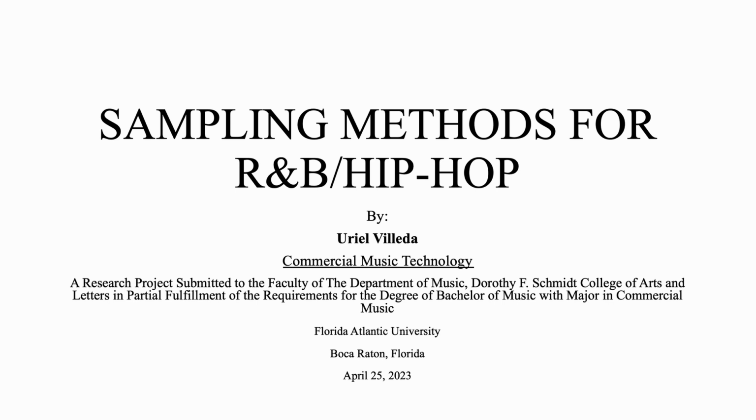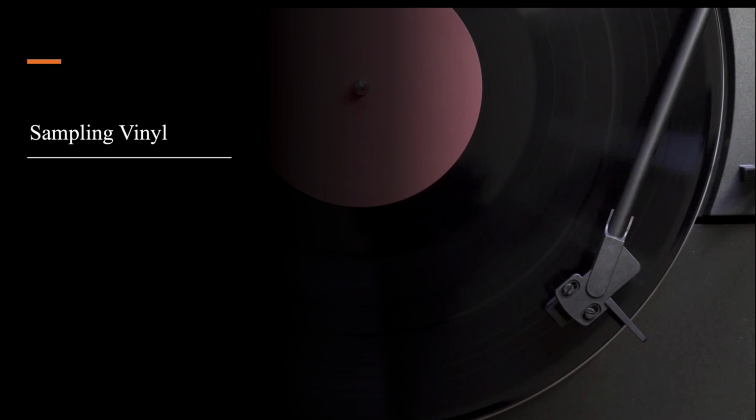Sampling methods for R&B and hip-hop. My name is Ira Valeda, and for my research project, I use different sampling methods to make songs for R&B and hip-hop. I'll be discussing how I made a sound library to produce my 3 songs. Sampling vinyl. I sampled a song using a vinyl record and imported it into my session.